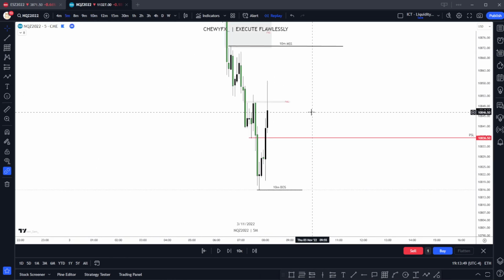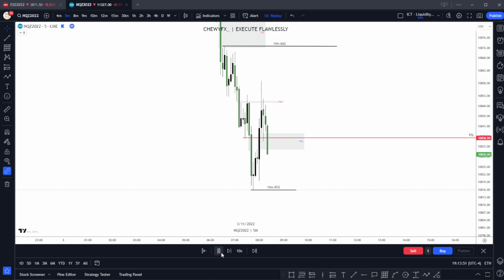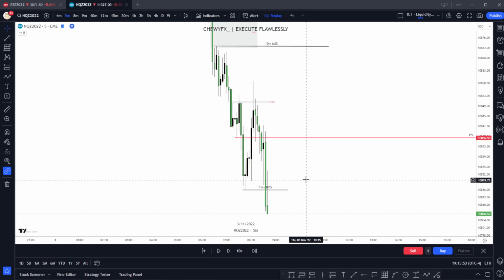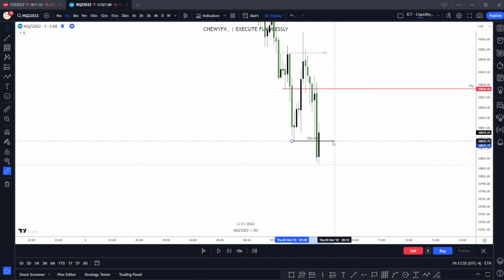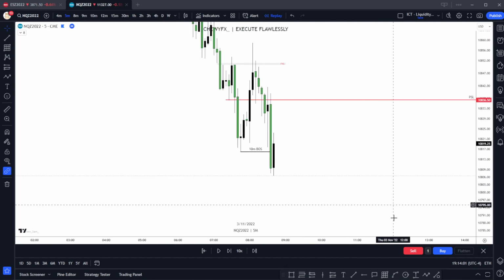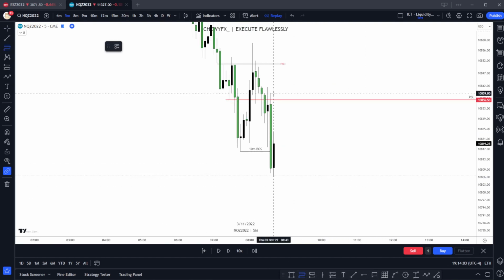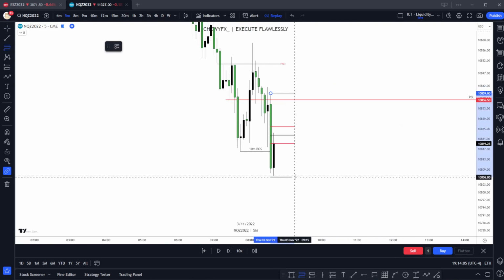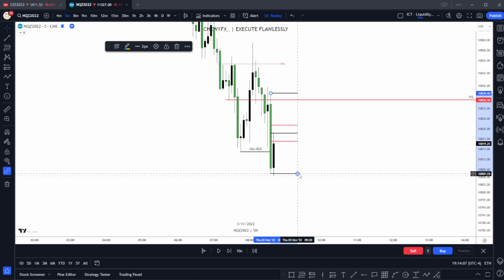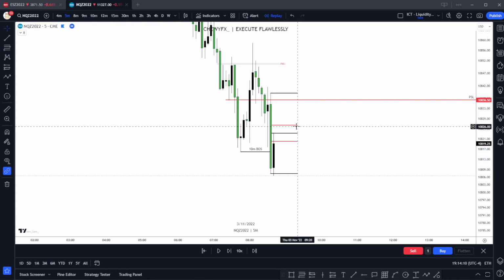Now let's go on the 5-minute time frame. Okay. We can see that we had our 10-minute break of structure. So now we want to enter off of the order block. Just to show you again, is the candle that broke structure strong?